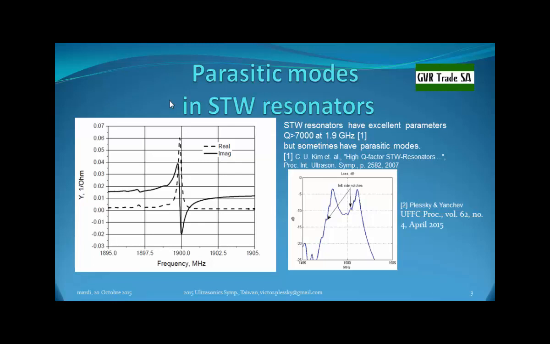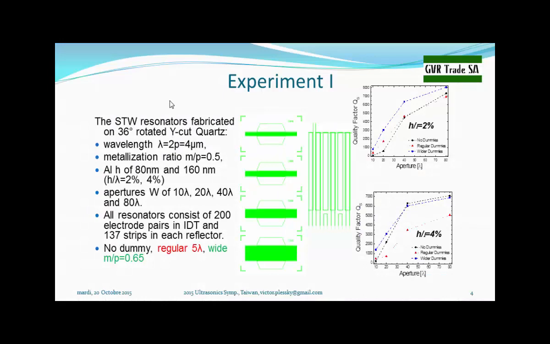So we tried to understand where it comes from, and we have developed a set of test devices which included different apertures, four apertures from 10 lambda to 80 lambda, and also different kinds of dummy fingers. There were devices with no dummy fingers, with long but regular dummy fingers, regular in terms that they have the same metallization, and we had also wider dummy fingers. So we had a matrix of 12 resonators.